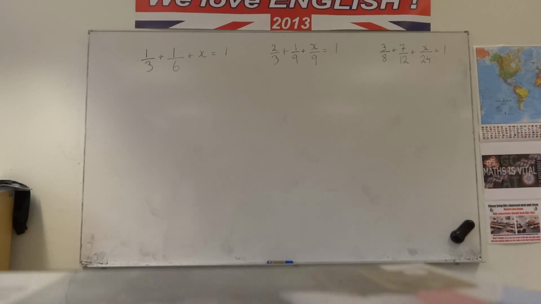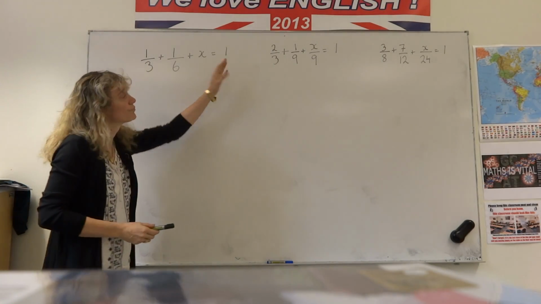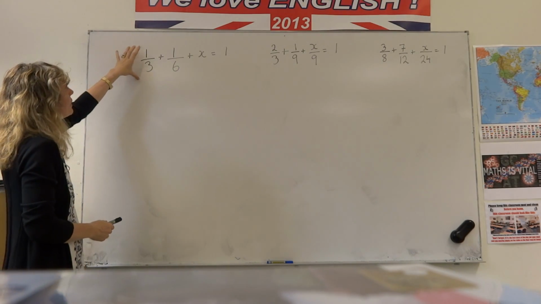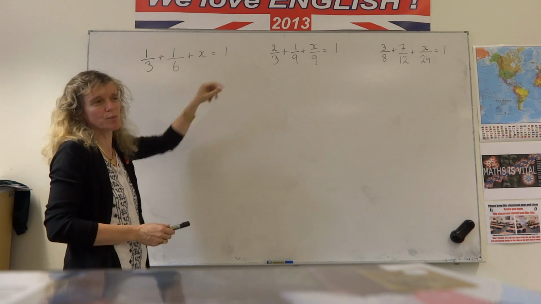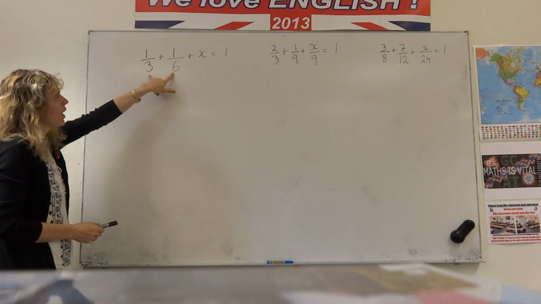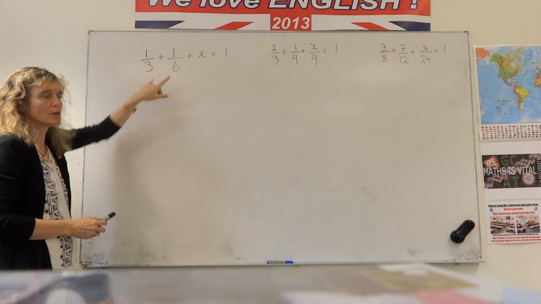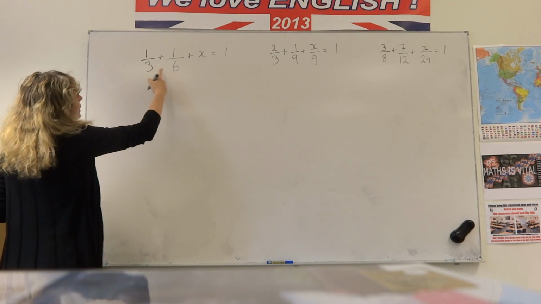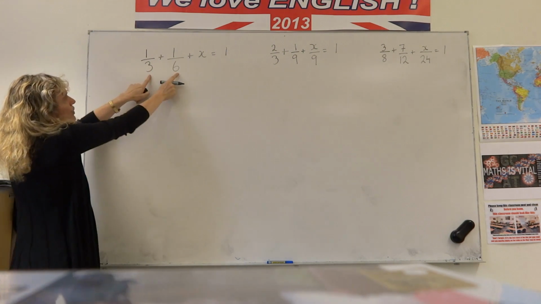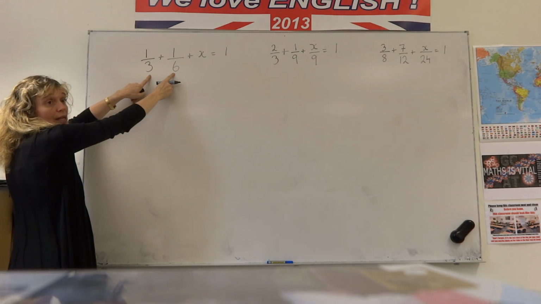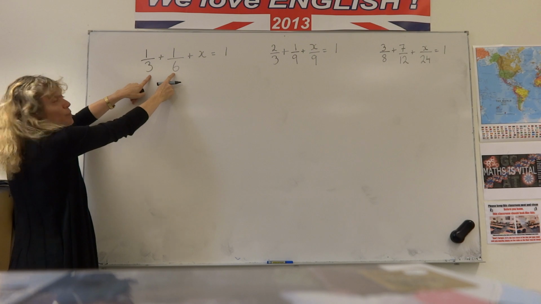Okay, we have a question here about fractions. And we have a third plus a sixth plus x equals 1. We can't add fractions unless we have the same denominator on the bottom. So if we're going to add thirds and sixths, we have to convert this third so that it also has sixths. You try and have the largest number possible.